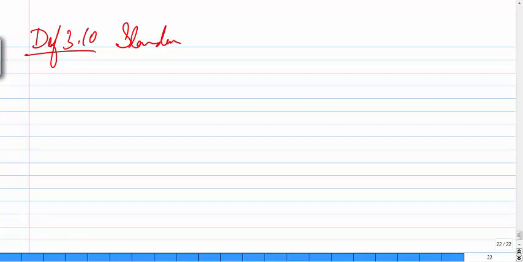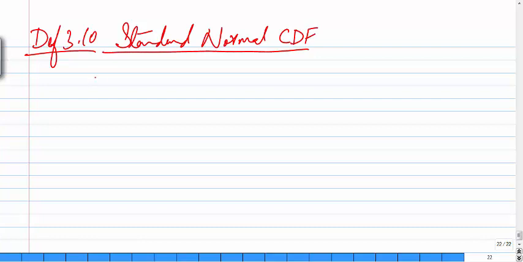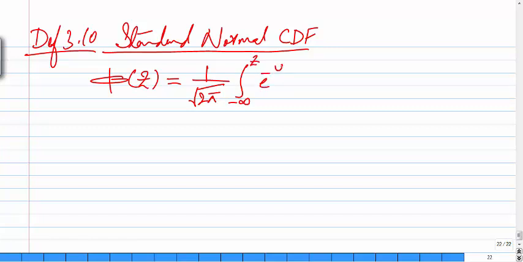Now definition 3.10 says that the standard normal CDF is represented by phi of z, which is equal to 1 over the square root of 2 pi, integral from minus infinity to z of e to the power minus u squared divided by 2 du. So this is a standard CDF.